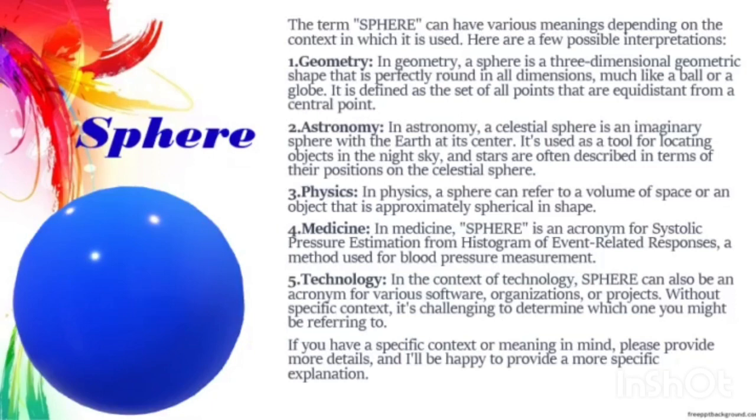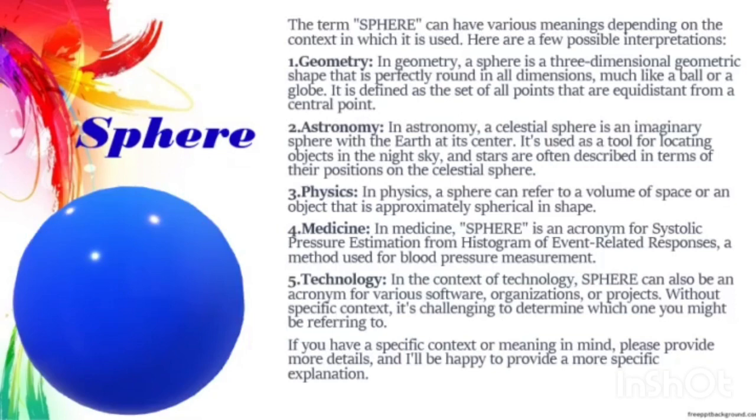Astronomy. In astronomy, a celestial sphere is an imaginary sphere with the Earth at its center. It's used as a tool for locating objects in the night sky, and stars are often described in terms of their positions on the celestial sphere.